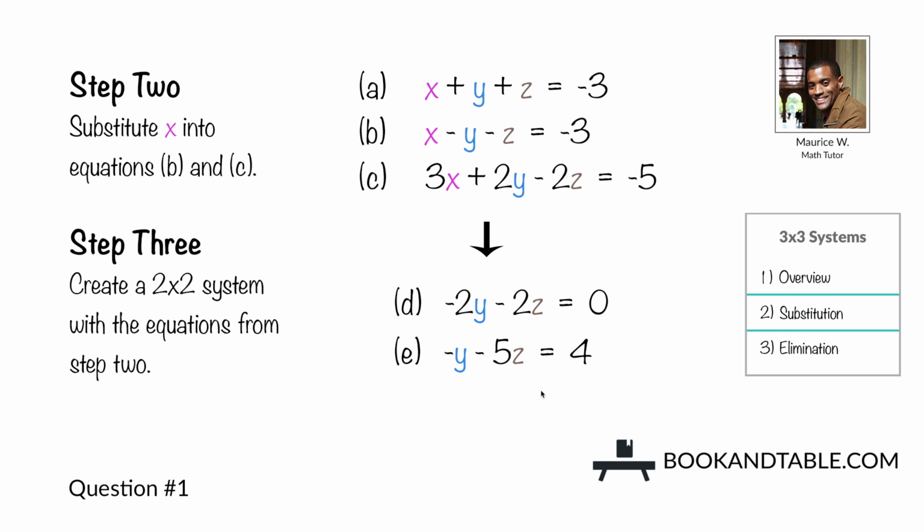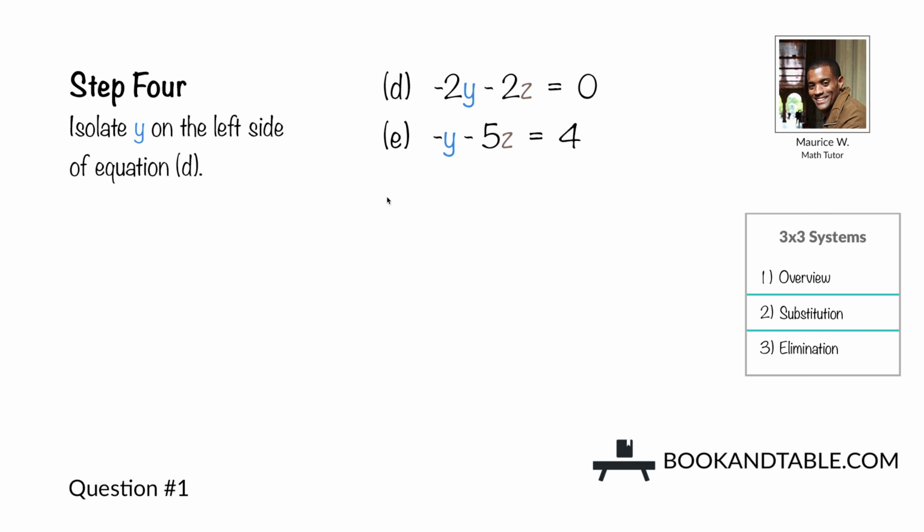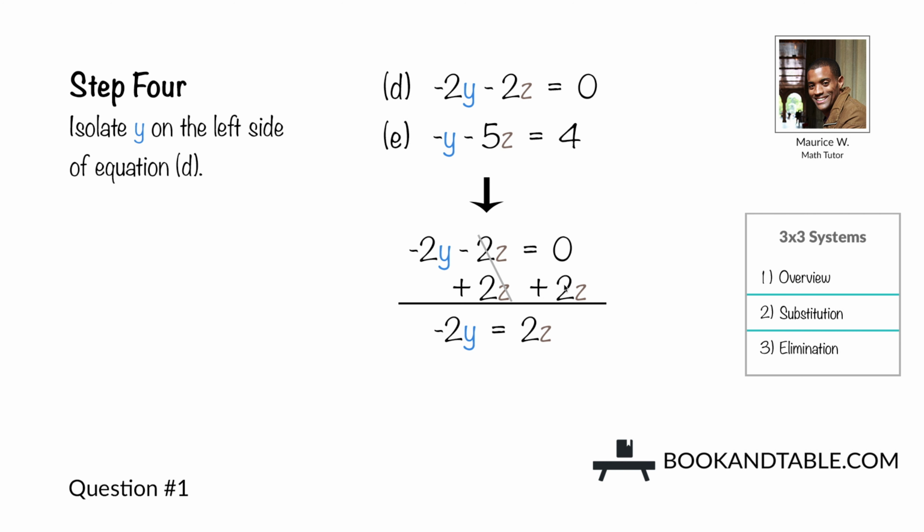So we can use the substitution method on this 2x2 system to solve for these two variables, y and z. So we want to move equations A, B, and C to the side for a moment and work with just D and E. So now for equation D, we want to isolate y on the left side. So we'll add 2z to both sides, giving us negative 2y is equal to 0 plus 2z, which would be 2z. And to remove the coefficient, negative 2, we divide both sides by negative 2, showing us y is equal to 2z divided by negative 2, which would be negative z.